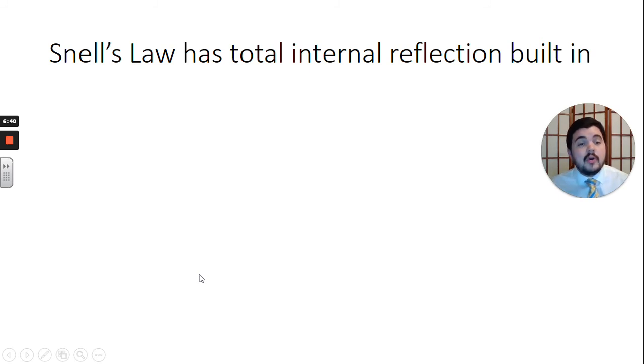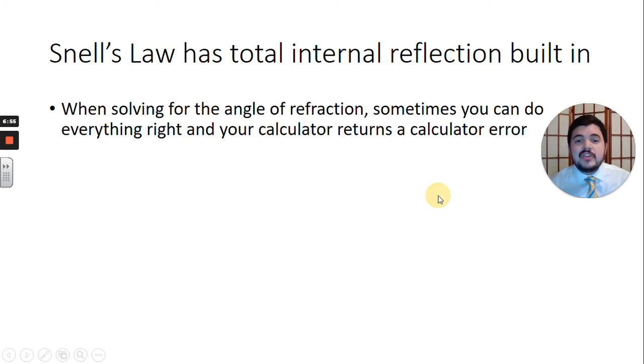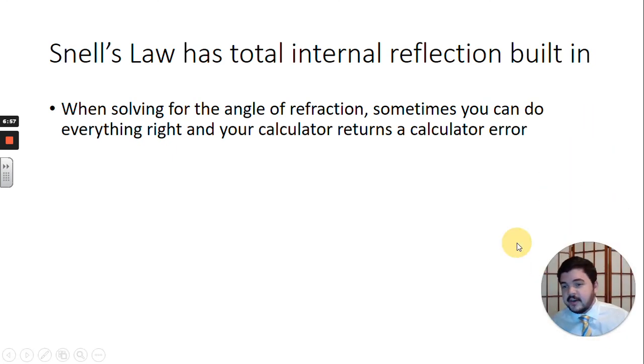Snell's law has total internal reflection built in. What I mean by that is sometimes you'll get a calculator error when you go to calculate the angle of refraction. And that calculator error is telling you, whoa, now there is no angle of refraction. It all internally reflects. So there it is in bullet points.